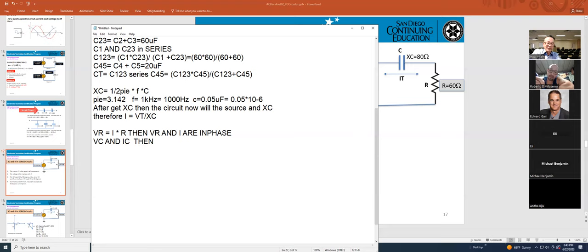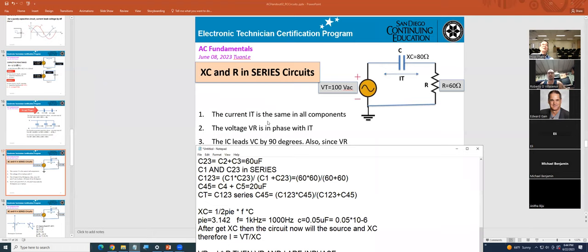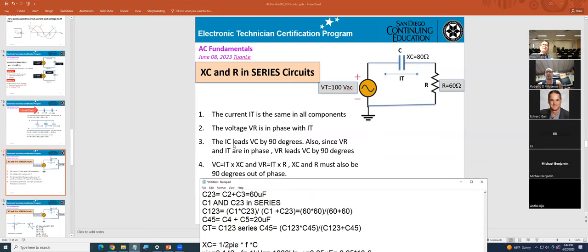I already told you, IC leads VC by 90 degrees. That's what we already told you. And number three, I see, IC leads VC by 90 degrees.